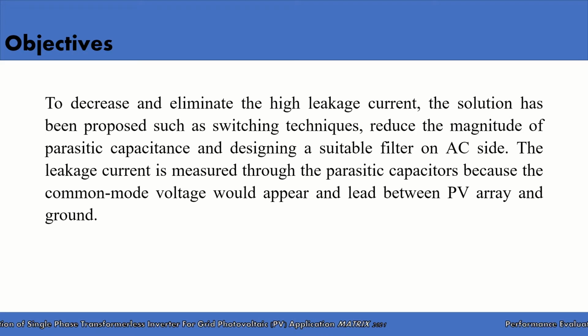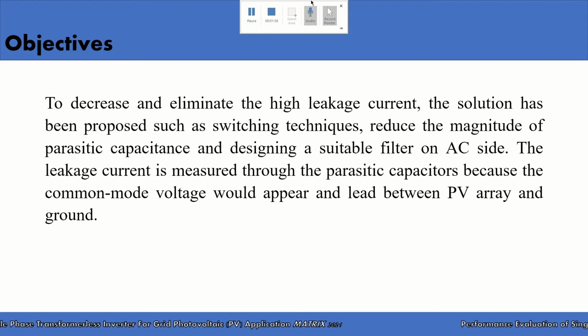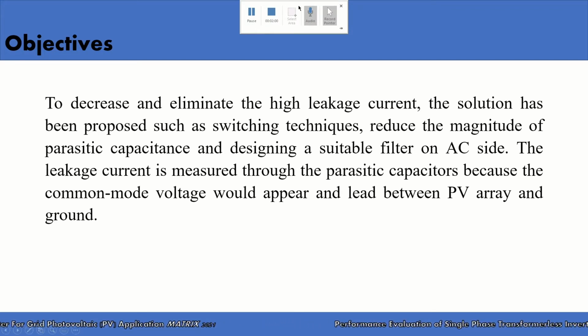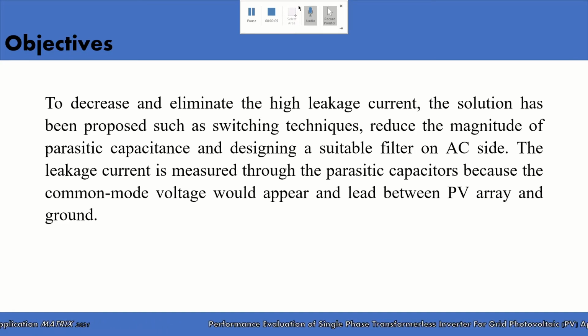The objective of this research is to decrease and eliminate the high leakage current. Solutions that have been proposed include switching techniques, reducing the magnitude of parasitic capacitance, and designing a suitable filter on the AC side. The leakage current flows through the parasitic capacitor because the common mode voltage appears and leads between the PV array and ground.